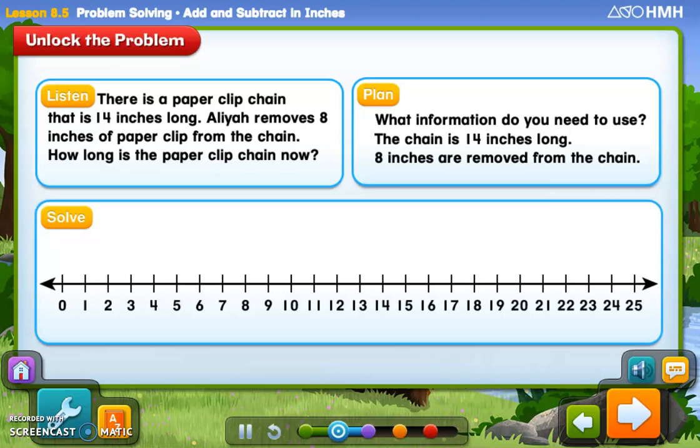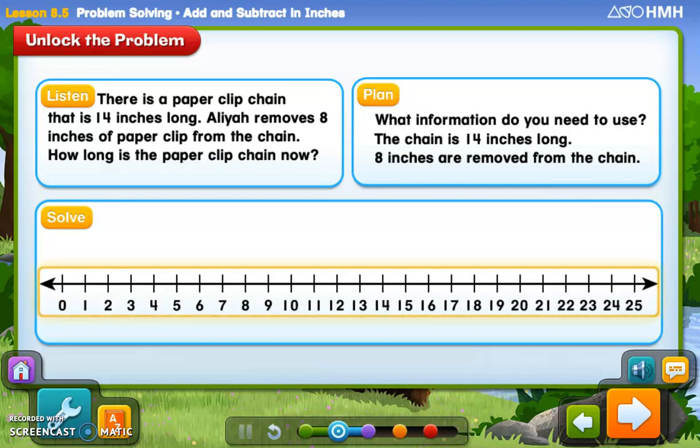We can use a number line to make a model that shows the length of the paperclip chain at the start of the problem. To show the length of the chain, start the model at 0. Each space on the number line stands for 1 inch of chain. The model will end at 14 because a paperclip chain is 14 inches long at the start of the problem. Click the number line to see the model.